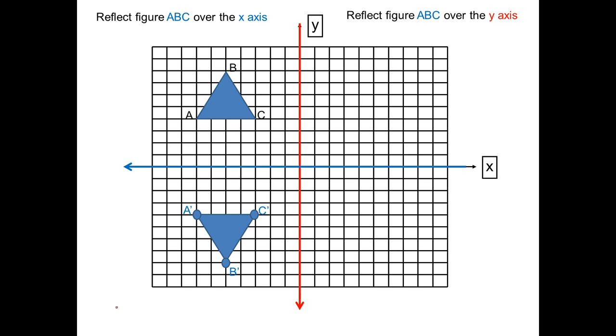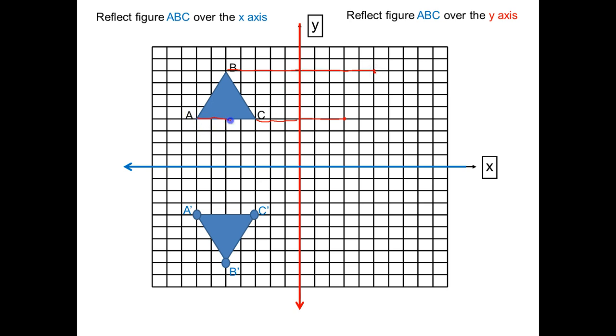If I'm going to reflect figure ABC over the y-axis, I'm now going to highlight the y-axis, and I'm going to do the same thing. I'm going to take my points, and I'm going to measure 1, 2, 3 away from the line of reflection. So my new C has to be 3 away. My B is 1, 2, 3, 4, 5. So my new B is 5 away from the line of reflection.